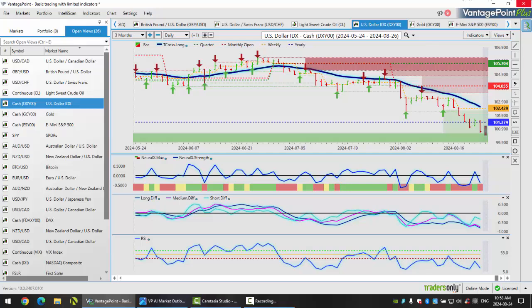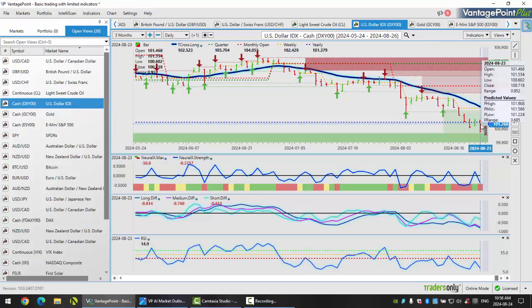So the question is, can the dollar downside momentum continue? Right now, our current yearly opening price, this is the level we want to watch next week if the dollar index can stay below 101.37. But the further we move away from the T-cross long at 102.53, the more likely it is we're going to have a retracement back to this particular level.